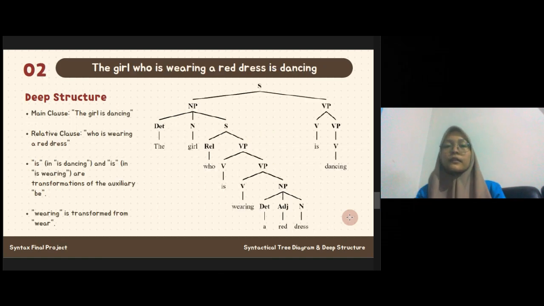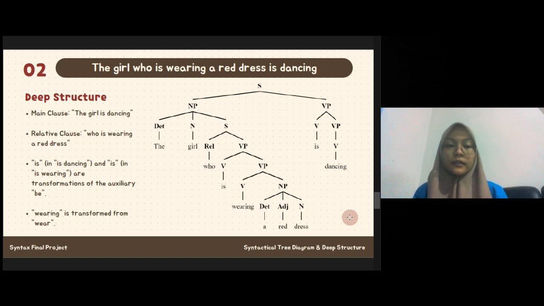And then the second sentence, the girl who is wearing a red dress is dancing. The deep structure of the sentence is divided into two parts. The first part is main clause, and then the second part is relative clause. The main clause is the girl is dancing, and then the relative clause is who is wearing a red dress.